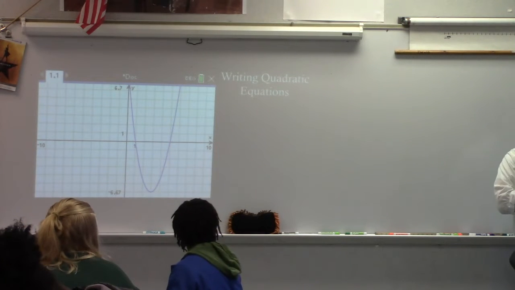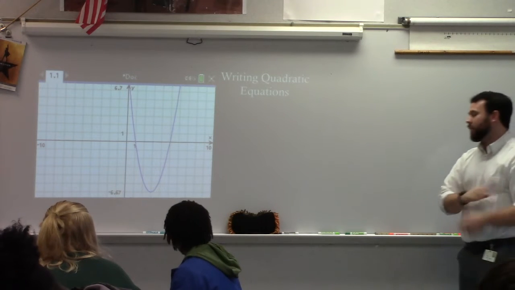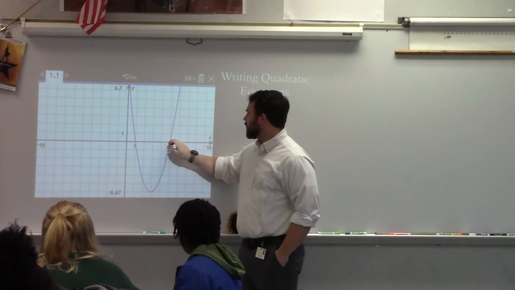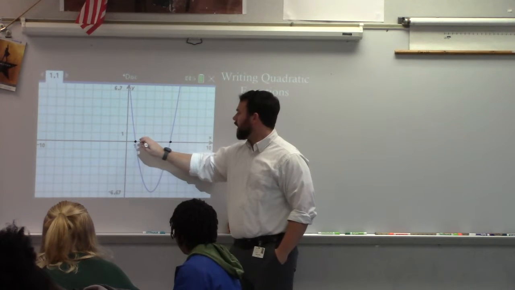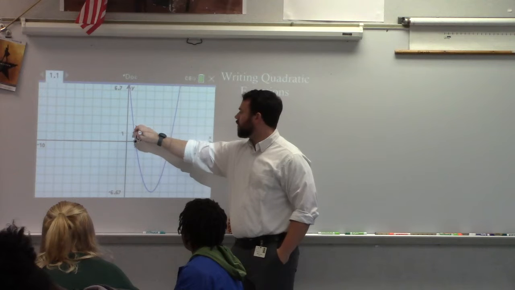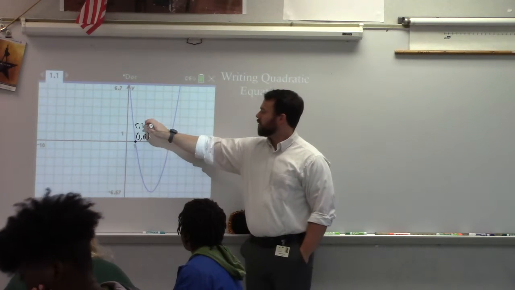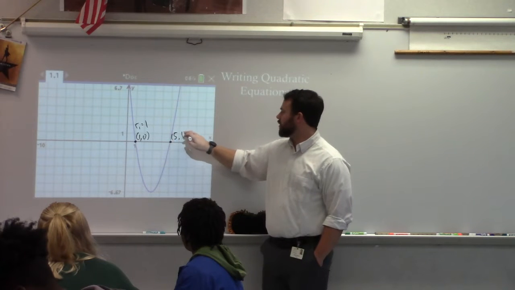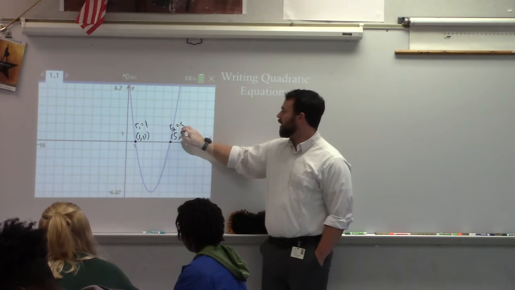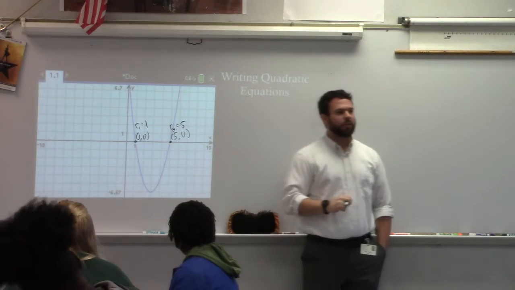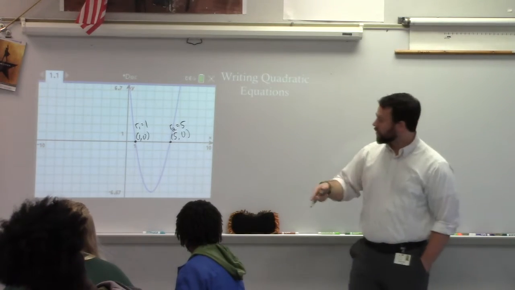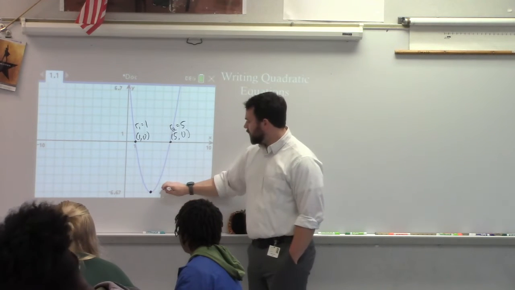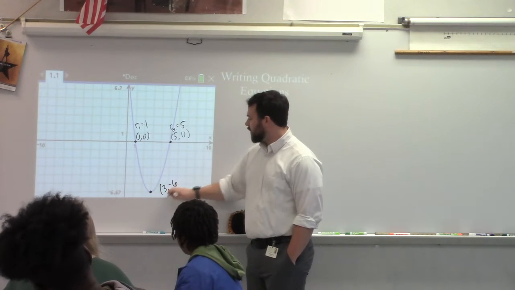Okay, so I want y'all to know, one, how do I know that I can use factored form for this one? Because we have roots. You would want to note that 1 comma 0, so R1 is equal to 1. And then I have 5 comma 0, so R2 is equal to 5. I can use factored form for this problem. But I also do have the vertex here. That vertex I think was 3 comma negative 6, is that right?